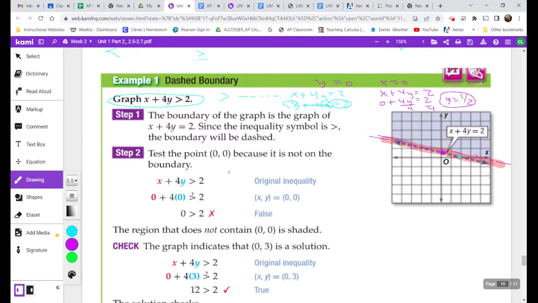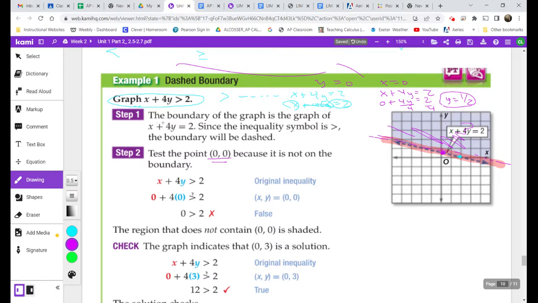And then all we do is pick a point. It's easy to test 0 and 0. You can plug in 0 and 0 and look at it and go, okay, well, 0 is not less than 2. Since it's not less than 2, I have to shade this side. That's the way the book kind of shows you.